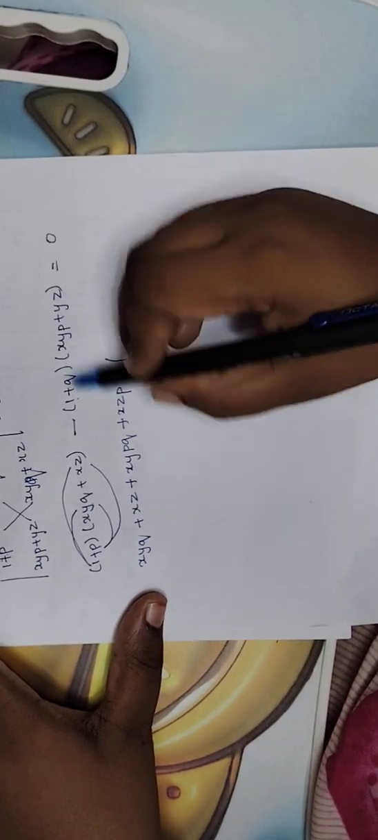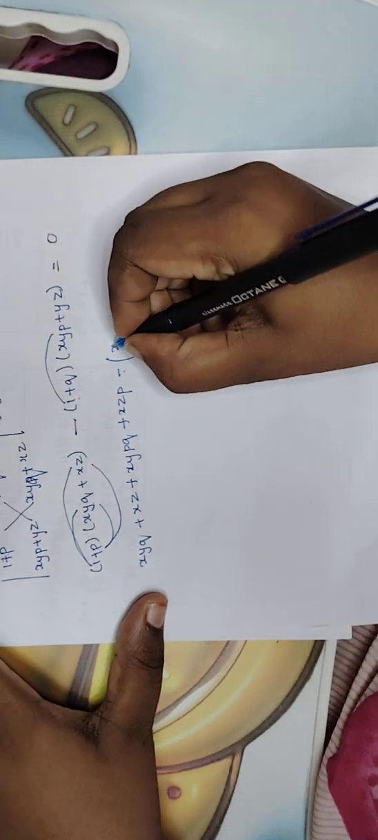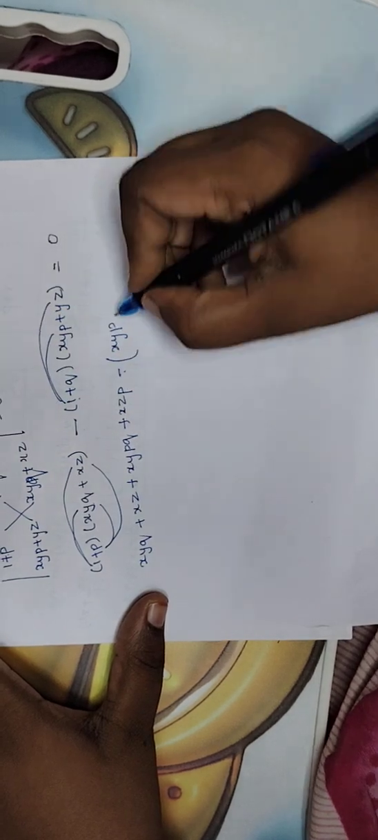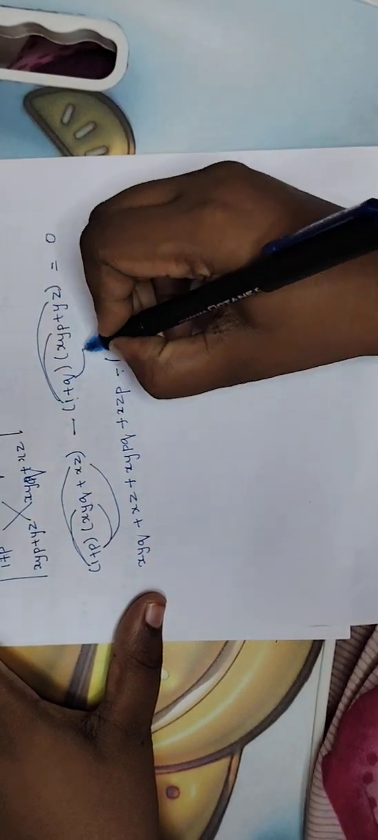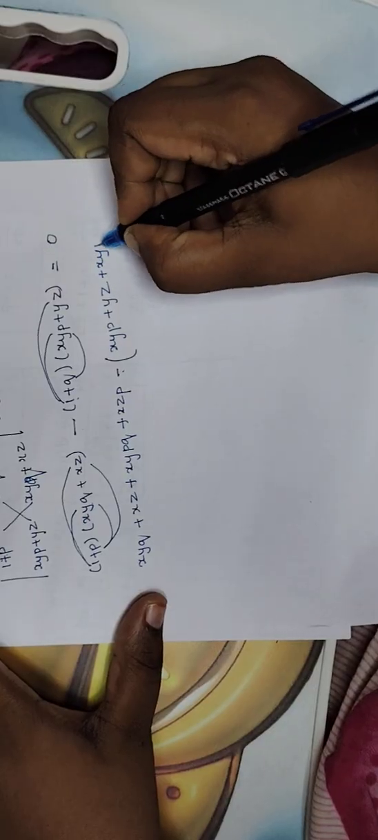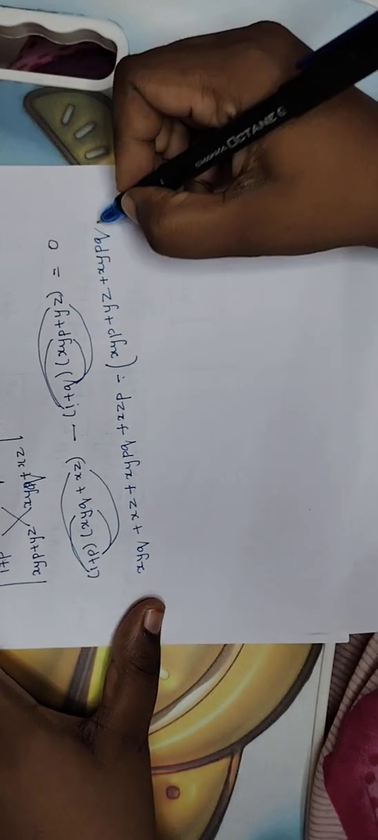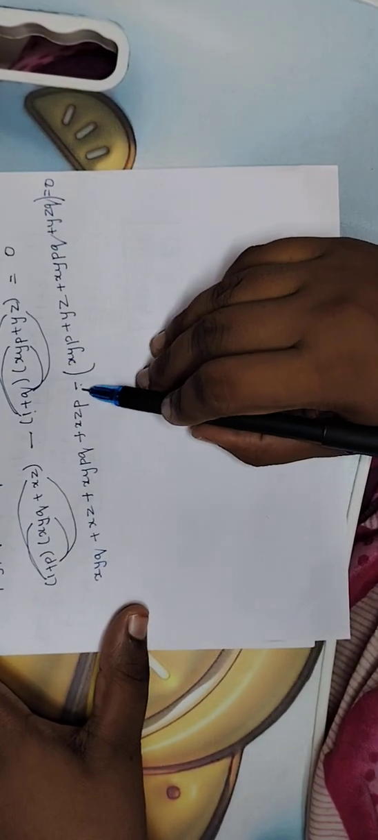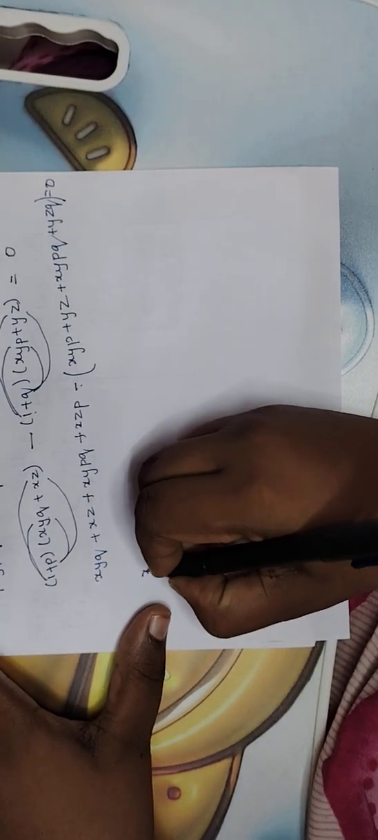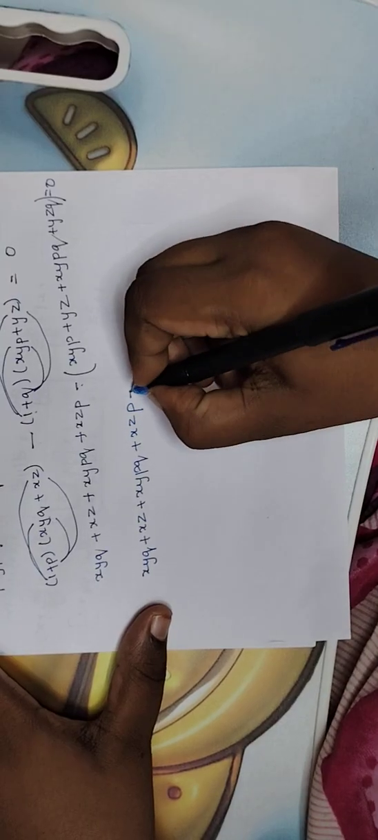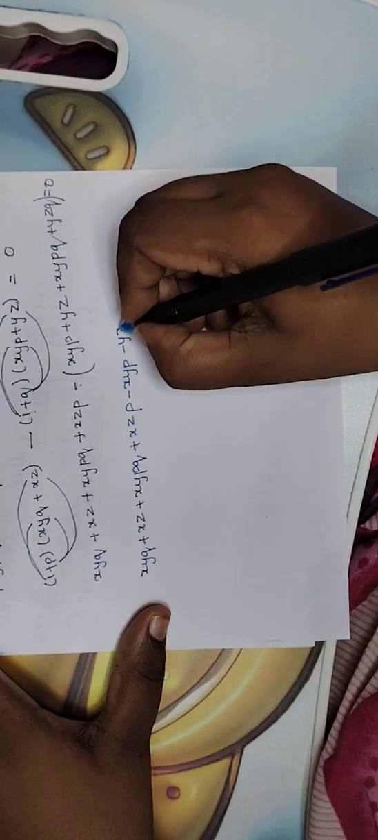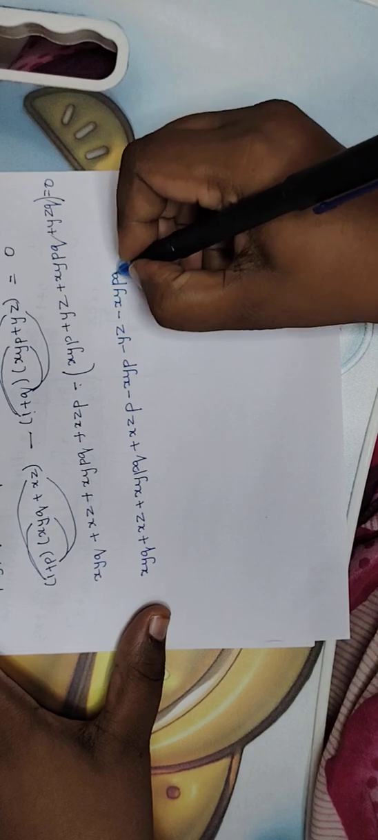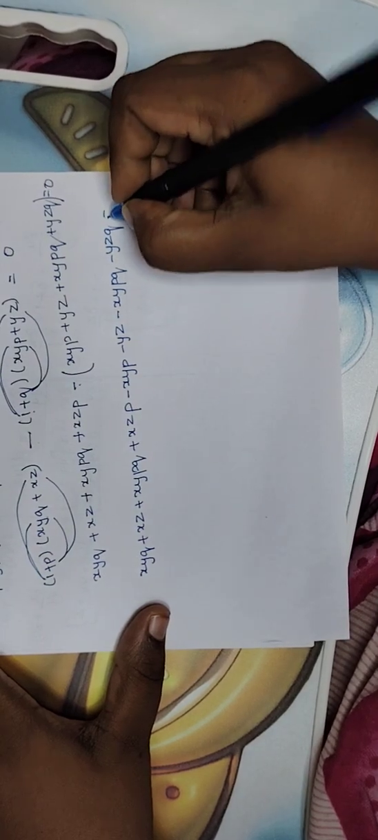Now I'm going to multiply these terms inside. So 1 into xyp is xyp, 1 into yz is yz, then q into xyp is xypq, then q into yz is yzq. So this is equal to 0. Next I'm going to take this minus inside. So I'll write xyq plus xz plus xypq plus xzp minus xyp minus yz minus xypq minus yzq. This is equal to 0.